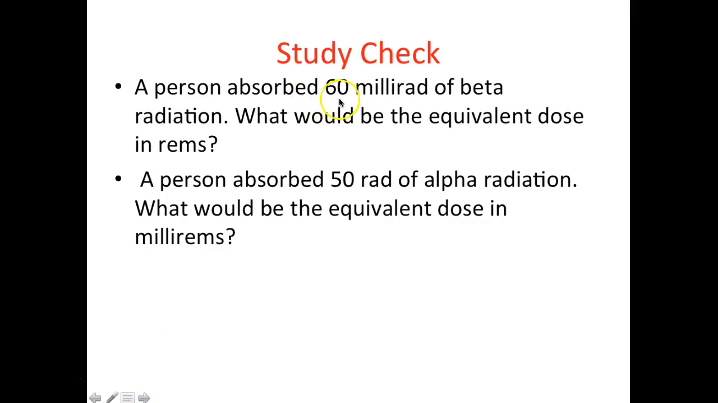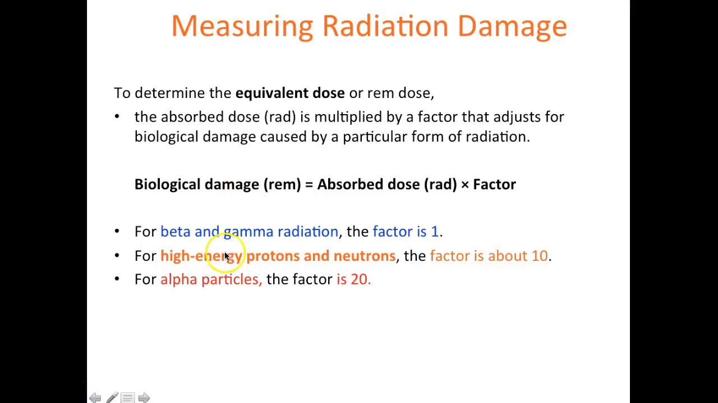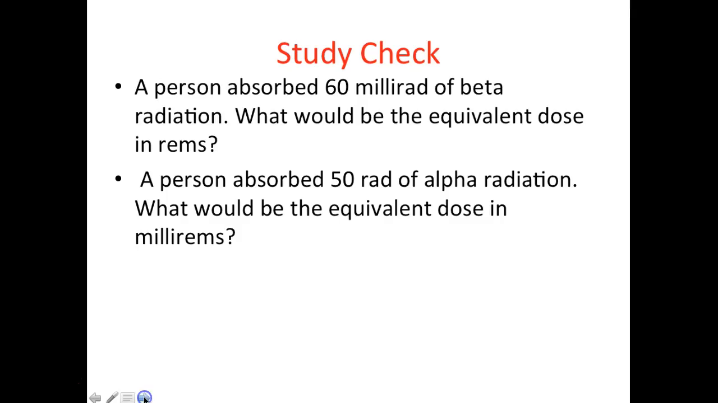So a person absorbed 60 millirad of beta radiation. As I mentioned before, rem and rad are the same because for beta and gamma the factor is 1. So rem is equal to rad. Millirem, a 1,000th of a rem, would be equal to millirad, a 1,000th of a rad. So 60 millirad is 60 millirem. But what would be the equivalent dose in rems?